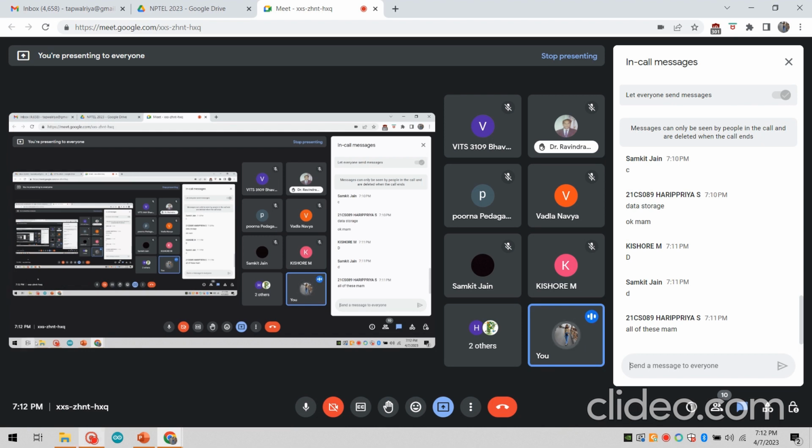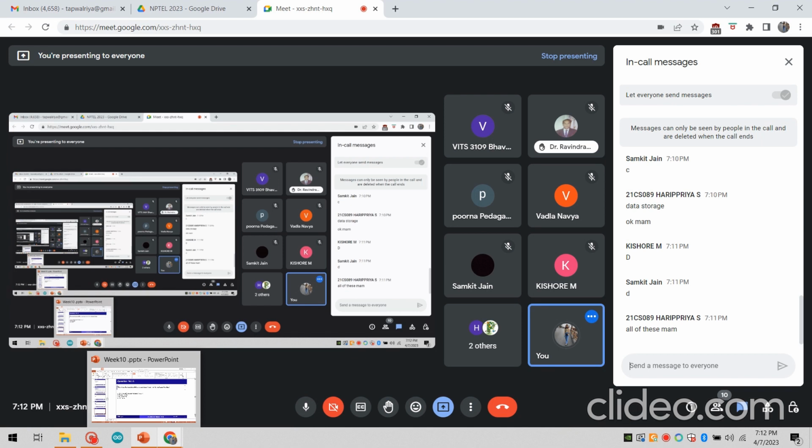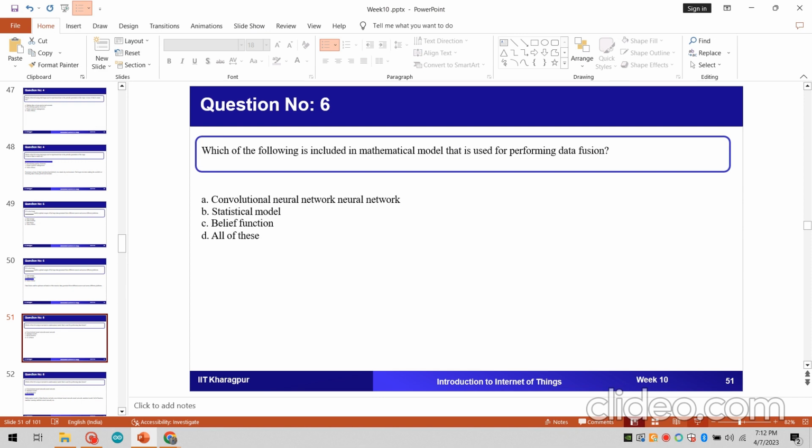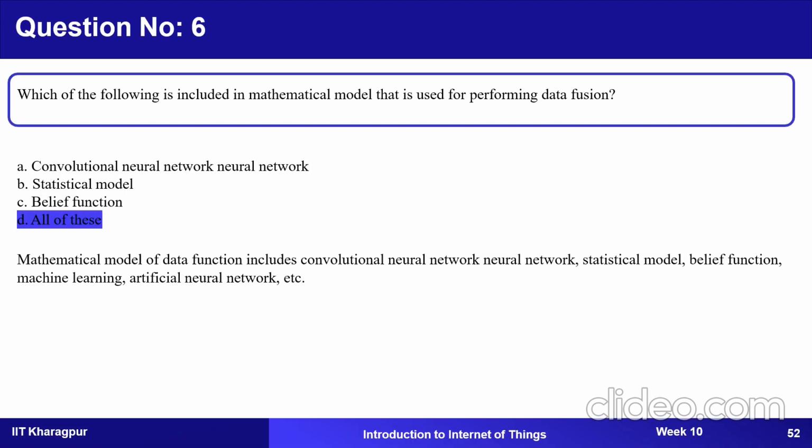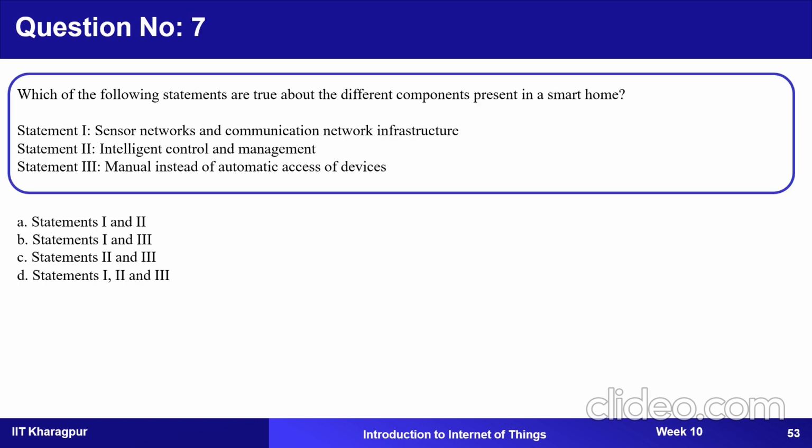Anyone else who wants to answer? D. Yes. So the correct option is D. So all those three are mathematical models which can be used for data fusion.